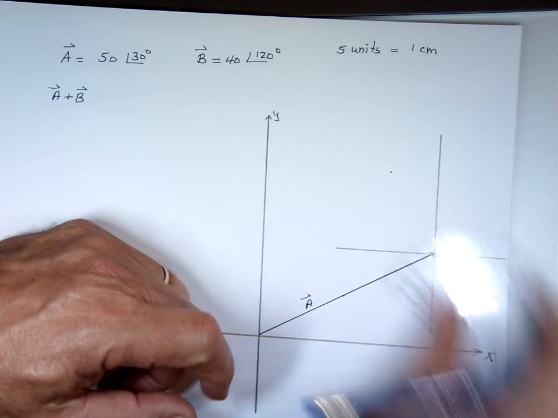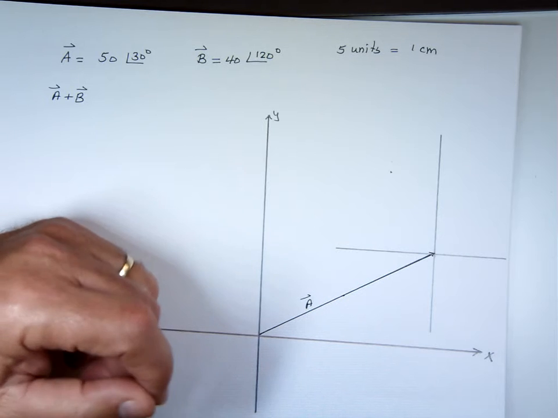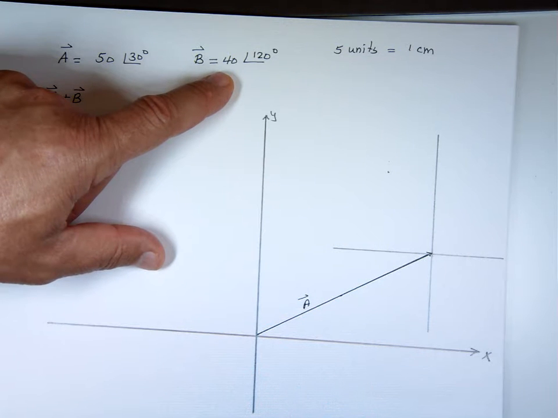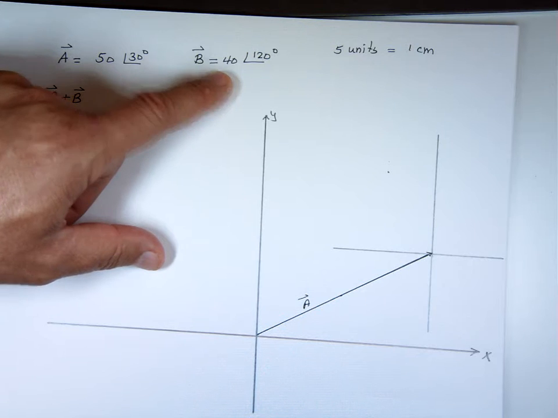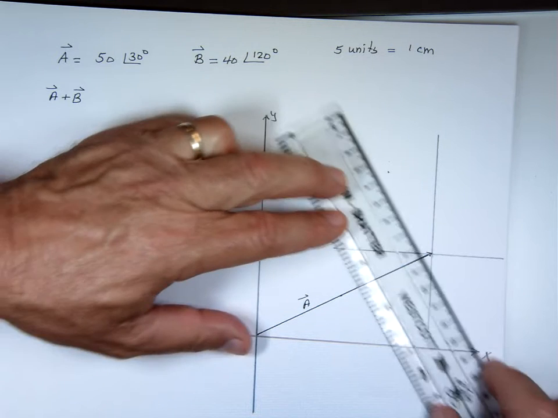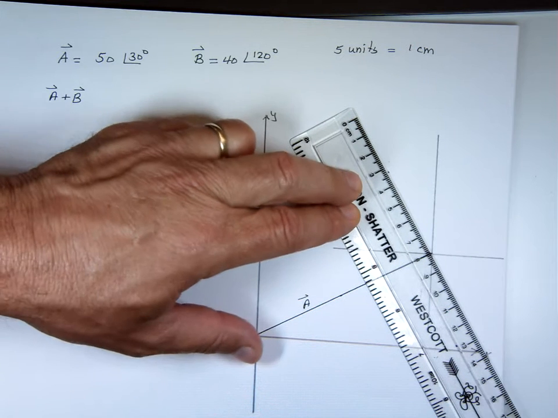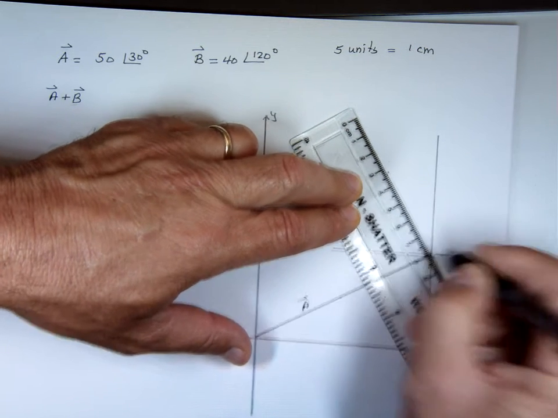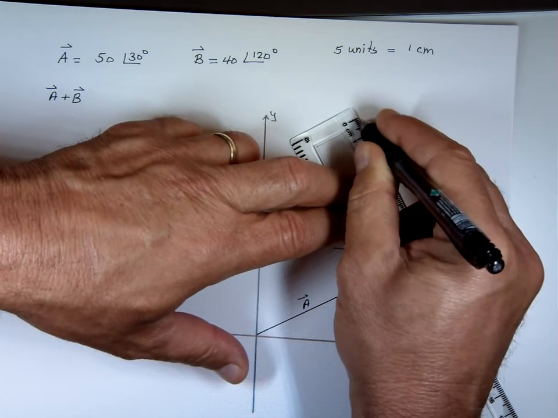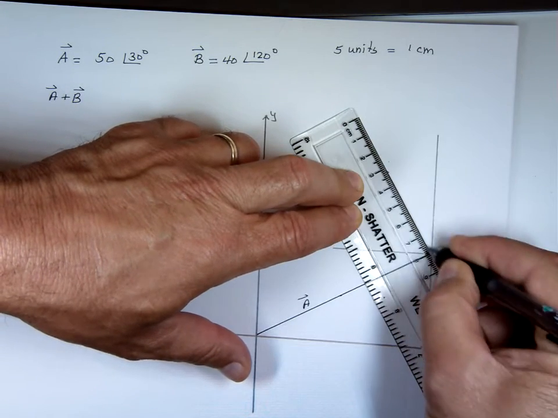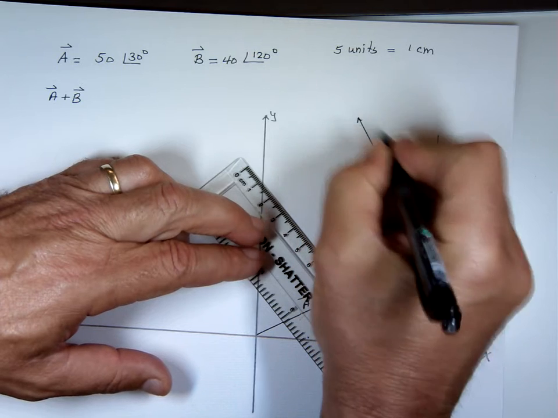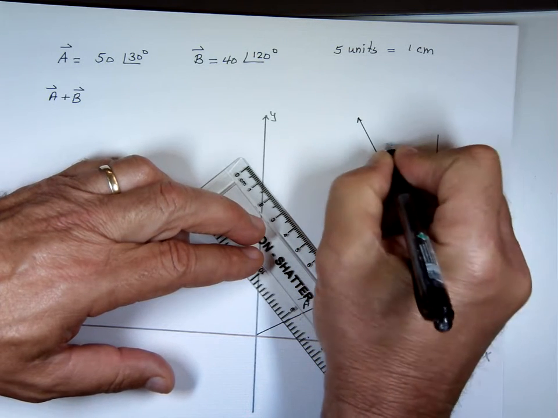And how long should vector B be? It's 40, but what's my scale? 5 units for 1 centimeter. So what's 40 divided by 5? 8? That's vector B.